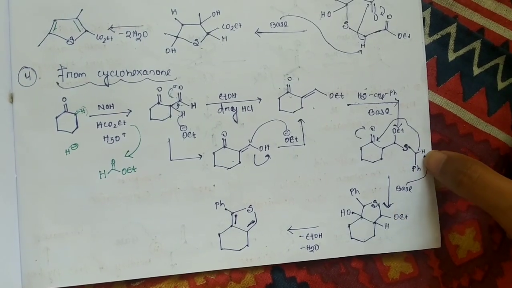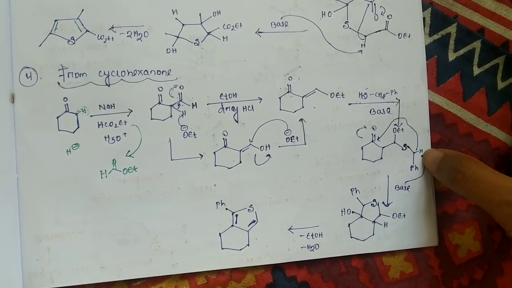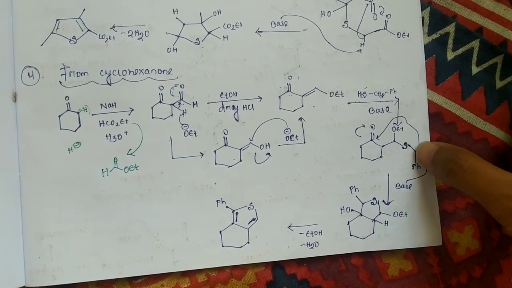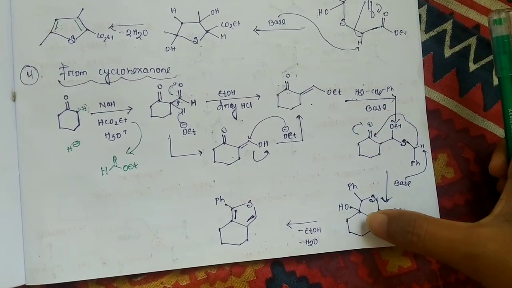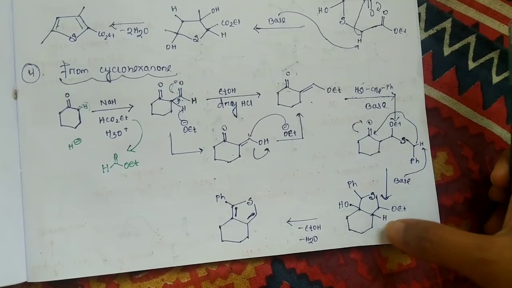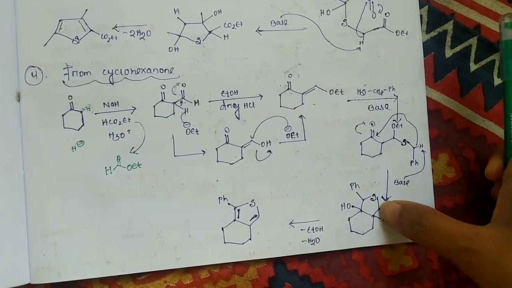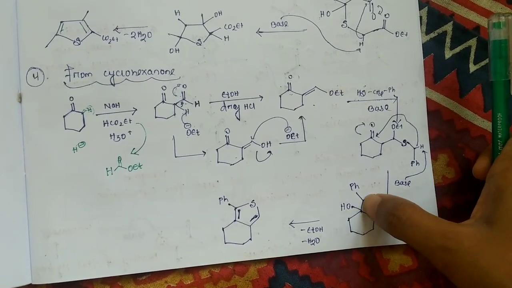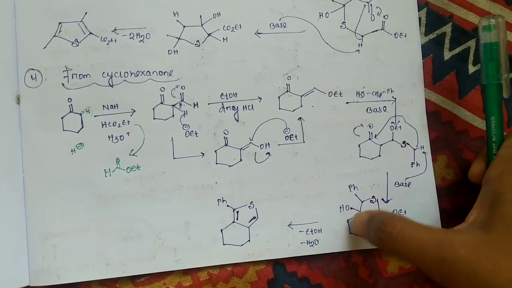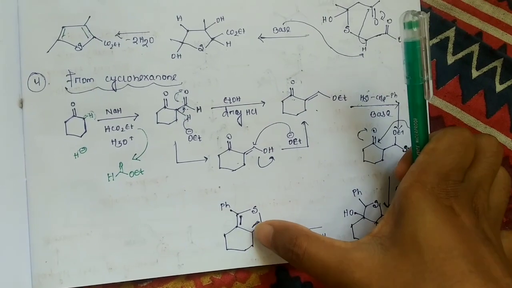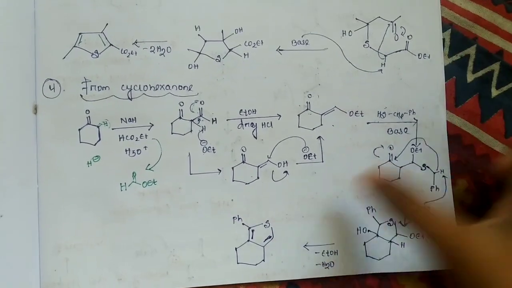Then base will abstract this proton because this proton is acidic in nature. The negative charge generated here will attack the carbonyl compound to give a 5-membered ring. Then OEt and H will be removed as ethanol. This OH and here NaH is present. That will be removed as water. Then we will get substituted thiophene.